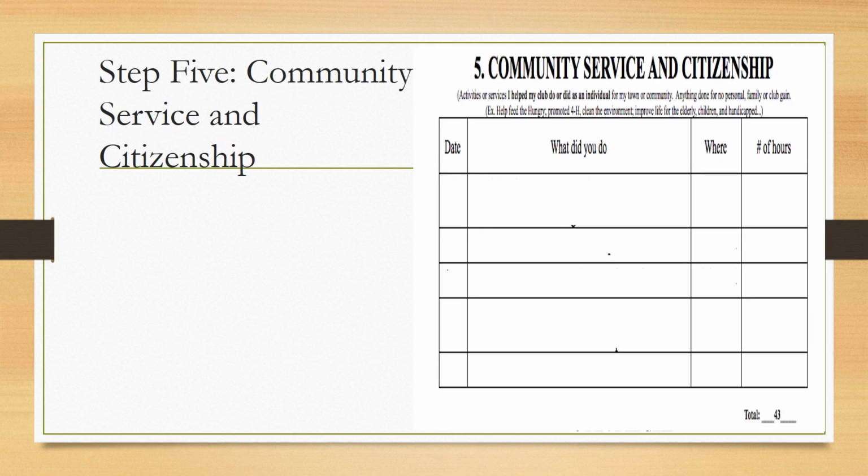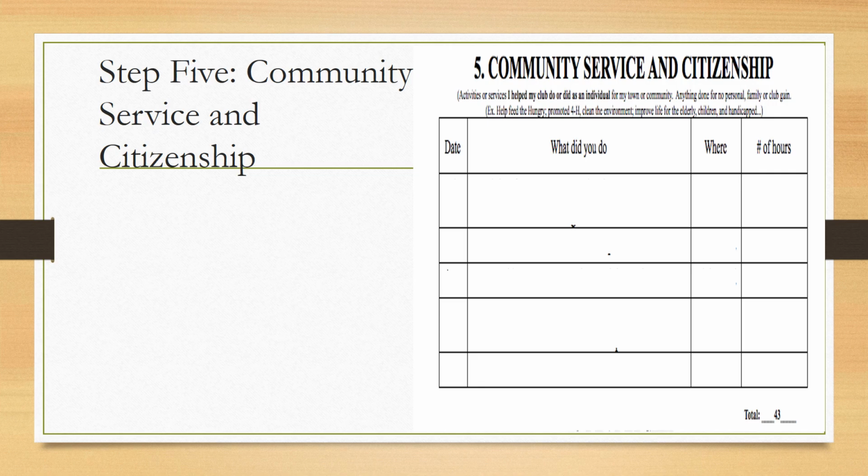Step 5. Community service and citizenship. In this section of the form, you'll be listing out all the activities or services that you personally or you with your club did to help your town or community. You cannot list anything done for personal, family, or club gain. It has to be solely focused on the town or community. Some examples can be found directly under the step.